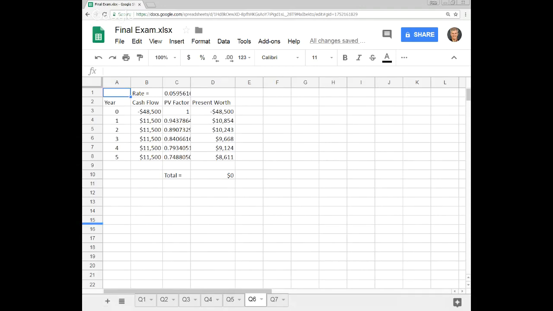Question 6 says your firm has decided to purchase a new $50,000 machine. You can pay now and take a 3% discount, meaning $48,500. Or you can pay $11,500 each year for the next 5 years. What is the interest rate at which the two alternatives are equivalent?